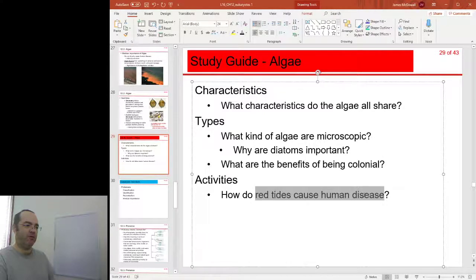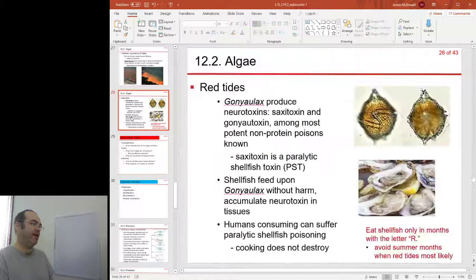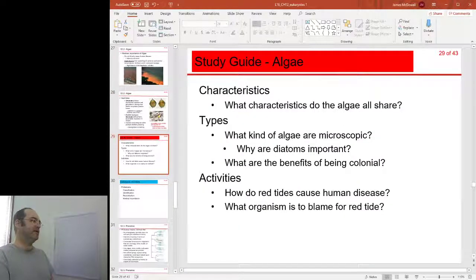And then, how do red tides cause human diseases, and what organism is to blame in particular? It's this one, Gonyaulax. Okay, that is that for algae.